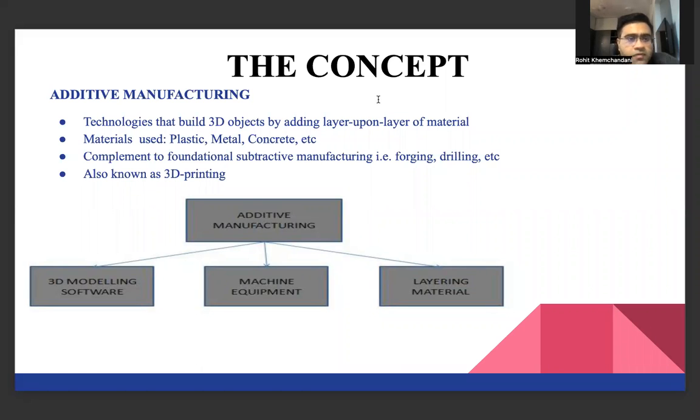So first we'll talk about the concept. Additive manufacturing technologies build 3D objects by adding layer upon layer of material. The materials used are plastic, metal, concrete, etc. It is a complement to foundational subtractive manufacturing, as we have discussed, like forging, drilling, etc. And it is also known as 3D printing. In additive manufacturing, there are three basic important components. First is the 3D modeling software, as I already discussed, the CAD software, then the machine equipment, and the layering material.